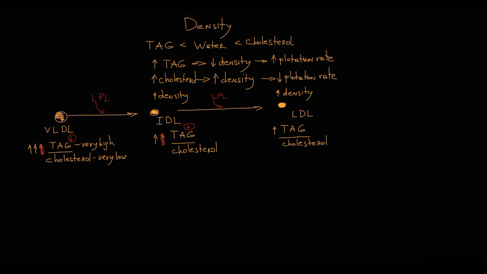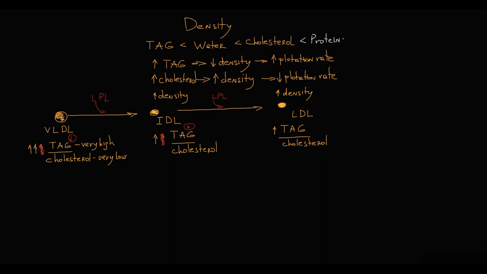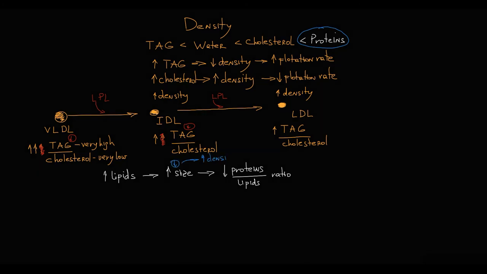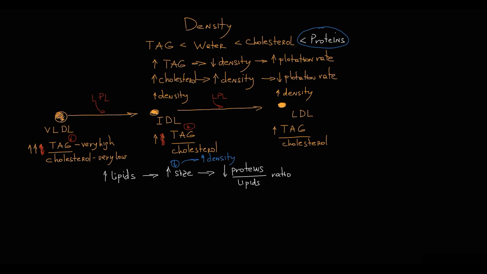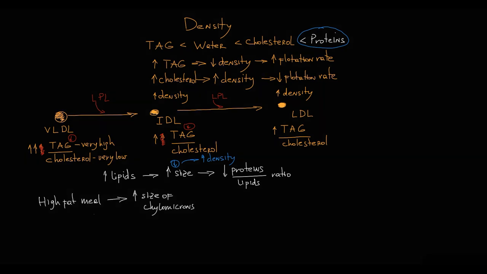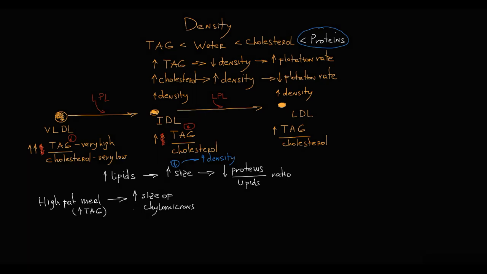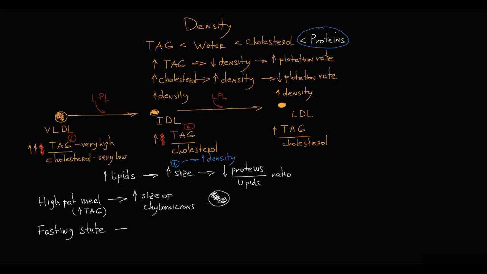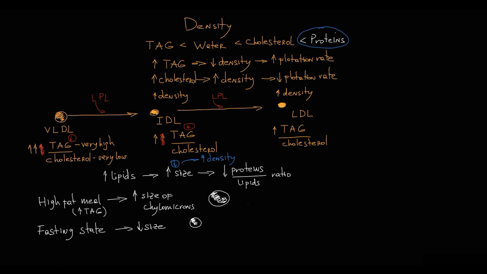Also, the second factor: proteins have higher density than lipids or water. The higher the lipid content in the particle, the larger is the size of the particle, and the lower is the protein to lipid ratio. And because proteins are denser than lipids, with a decrease in size, the density of the particle increases. A typical example of how lipid content affects the size of the particle: a high fat meal leads to formation of larger chylomicron particles, because with a high fat meal, the amount of triacylglycerols inside them increases. In contrast to this, in the fasting state, chylomicron particles are small, because they carry only a small amount of triacylglycerols.